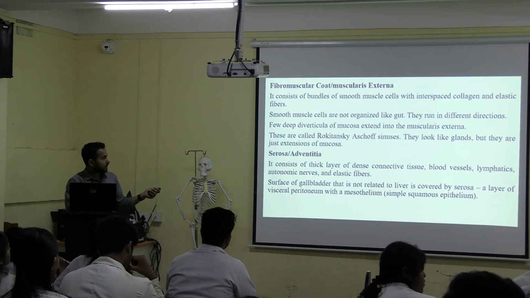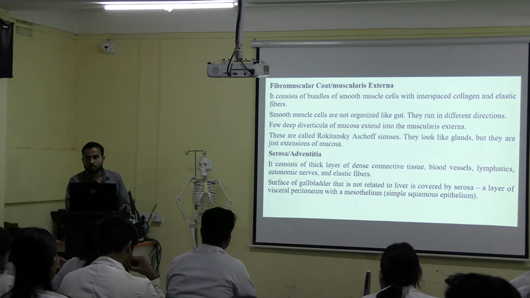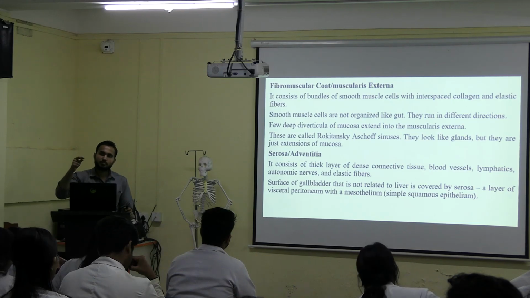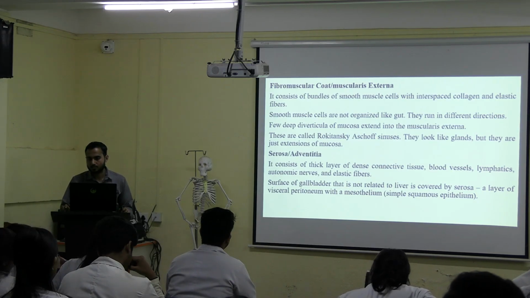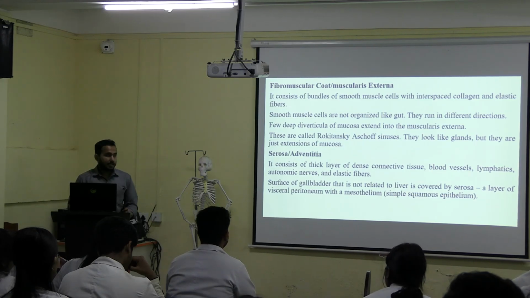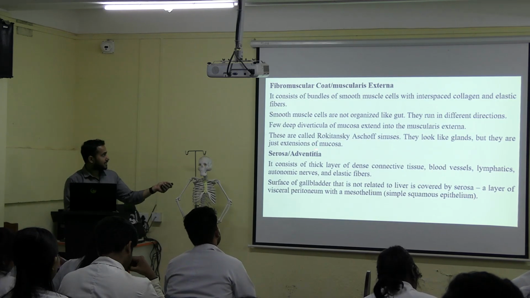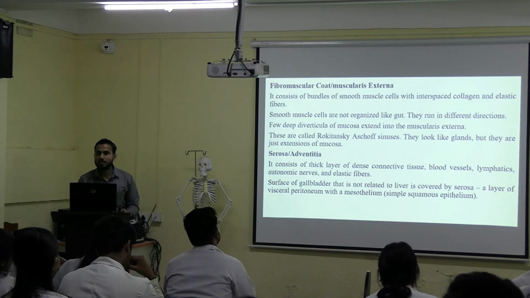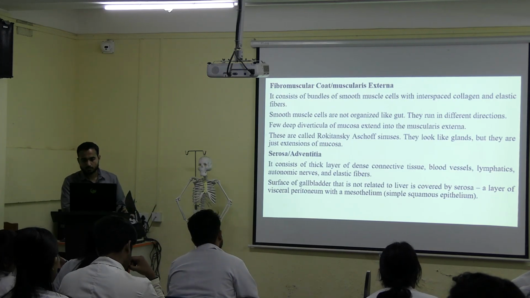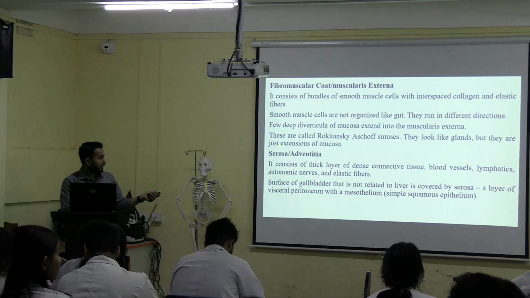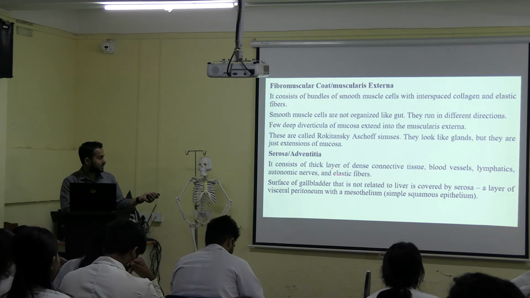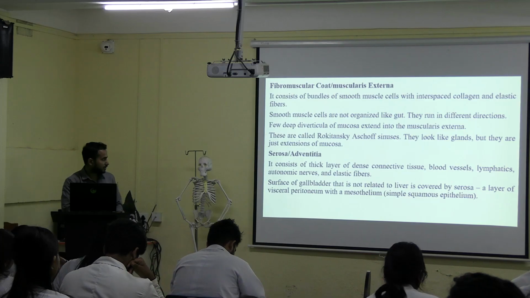These are also called Rokitansky-Aschoff sinuses. So what are these Rokitansky-Aschoff sinuses? From the mucosa, deep diverticula are present, and they extend up to the fibromuscular coat or muscularis externa. They appear like glands, but they are just extensions of the mucosa. That is a unique feature in the case of the gallbladder. Next, lastly, the serosa or adventitia. A thick layer of dense connective tissue is there, where blood vessels, lymphatics, nerves and elastic fibers are present.